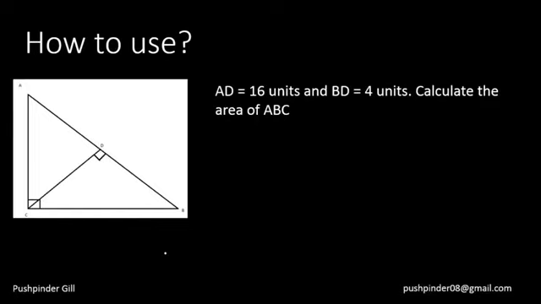Okay, so this is a question I got when I was giving one of the tests. It says that AD is equal to 16 and BD is equal to 4. Let me get a red pen so that it's visible. So AD is equal to 16 and BD is equal to 4. Now calculate the area of ABC. Now you can see that this is 90 degrees.